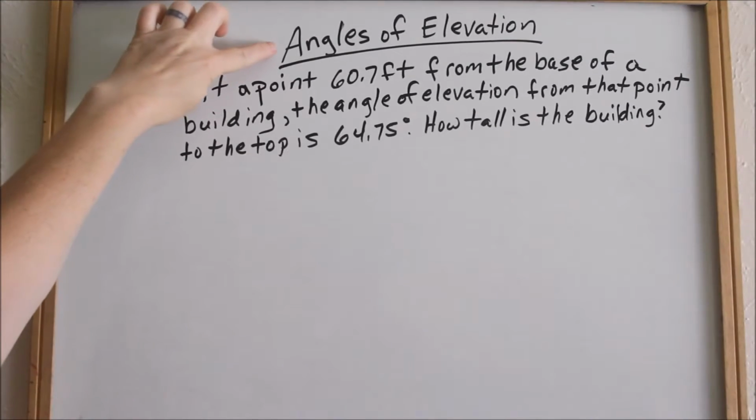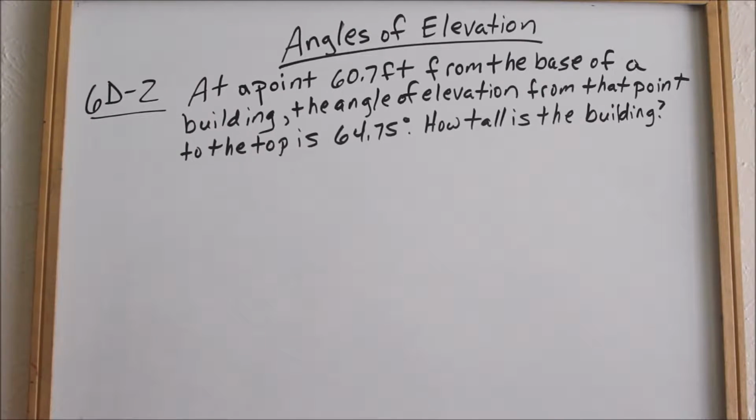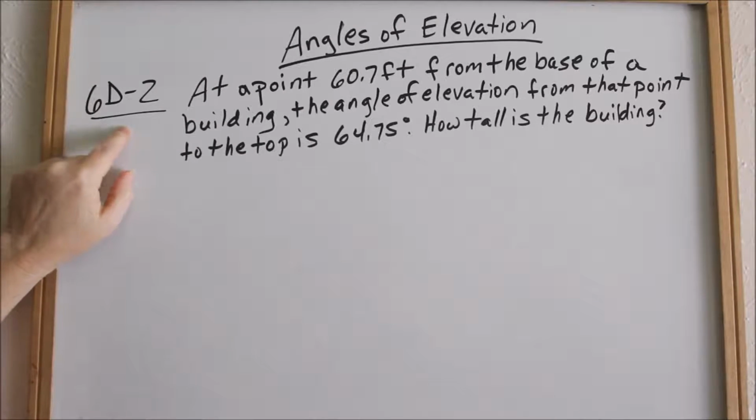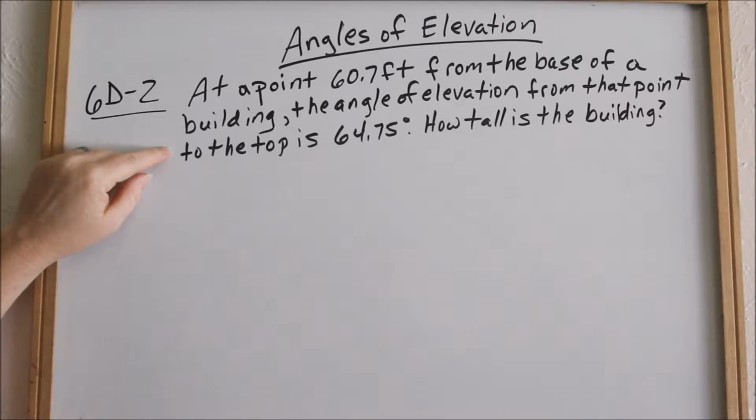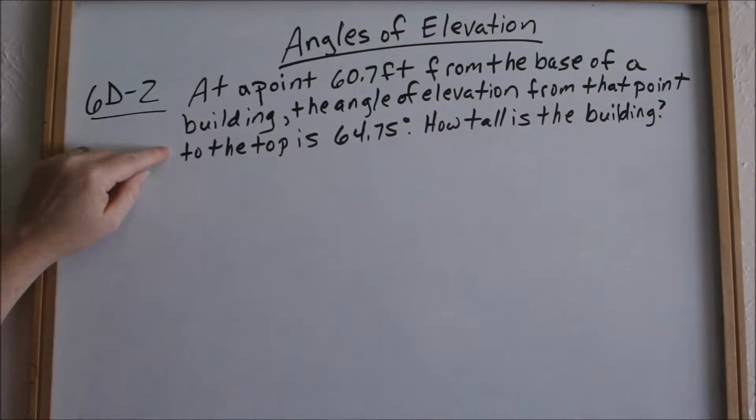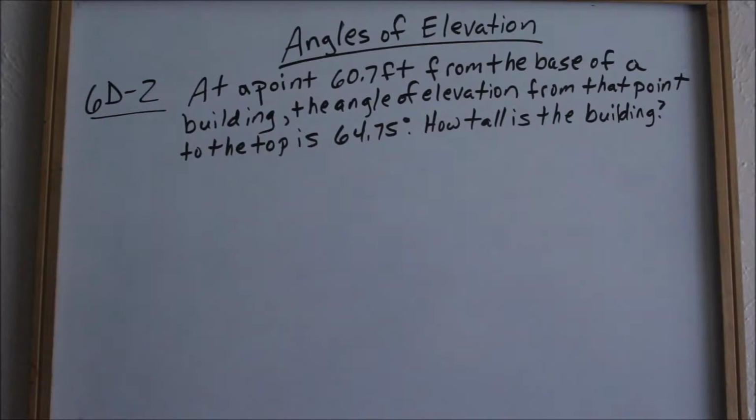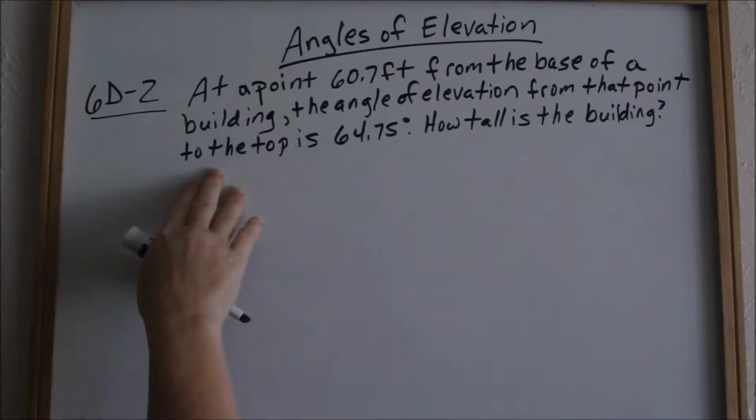Okay, we're going to be doing angles of elevation, and we're looking at 6D2, and these are going to be word problems. So my suggestion is to always draw a picture. We're going to be using trig functions to solve these problems. In other words, we'll be using sine, cosine, or tangent. Anytime you use sine, cosine, or tangent, your triangles have to be a right triangle. So all of these pictures that you draw should be a right triangle if we're going to be using sine, cosine, or tangent. So the key thing is to draw a correct picture from these words.